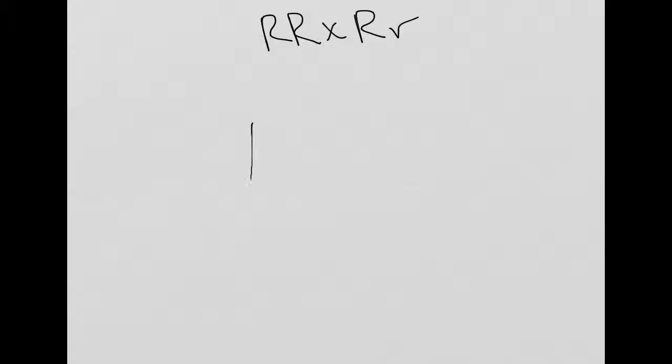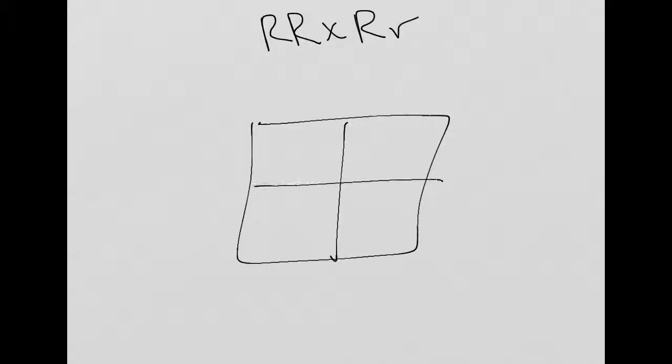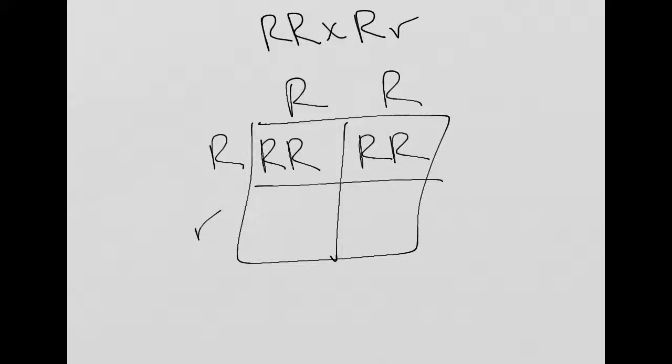Last but not least here, I have a homozygous dominant individual crossed with a heterozygote. I'm going to just do this one all in black. And when you get used to it, as you can see, I'm not filling it in by rows or columns. I'm just looking at a box and going, okay, this one, or this one, and just filling it in as I go.